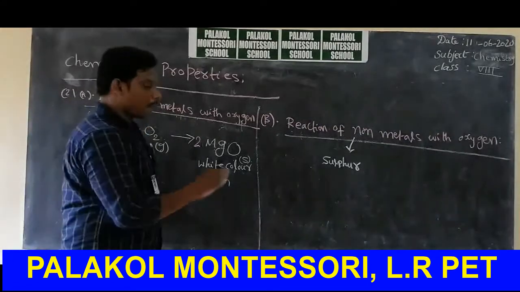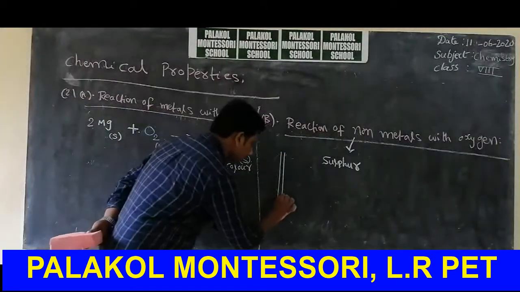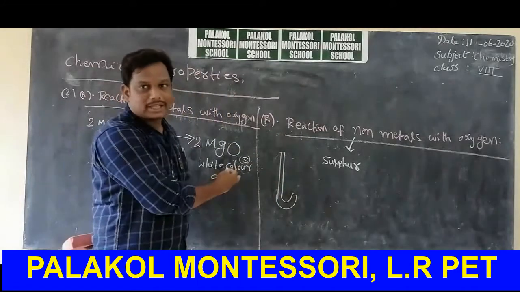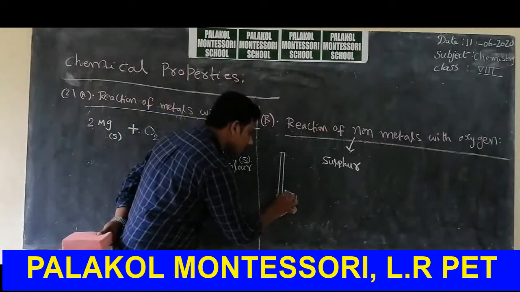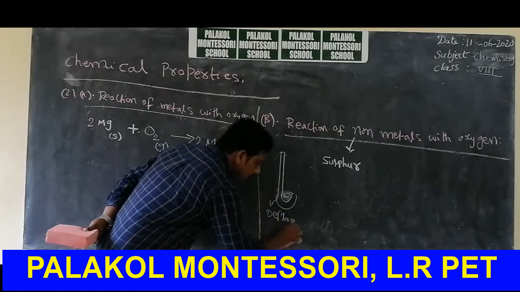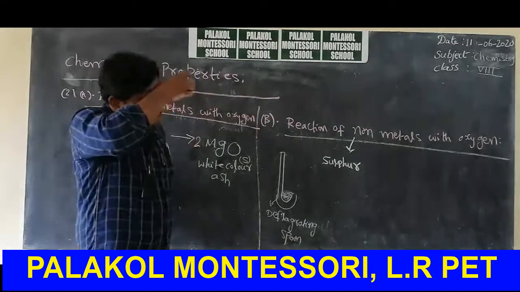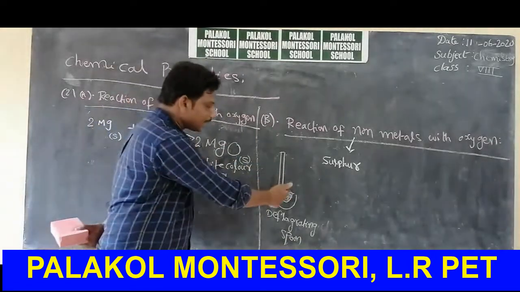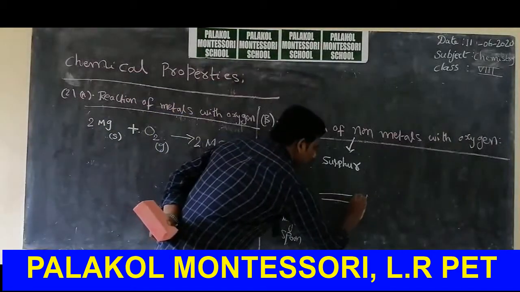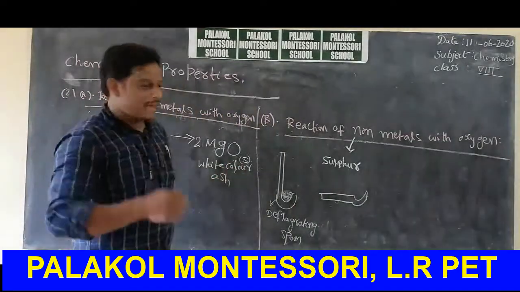Okay, now we go for sulfur powder. Take sulfur powder in a deflagrating spoon. That is a spoon like this. What is the use of a deflagrating spoon? It is useful for burning sulfur. It is easy to burn sulfur when we use a deflagrating spoon instead of this type of spoon. If you use a deflagrating spoon, we can burn sulfur very easily.